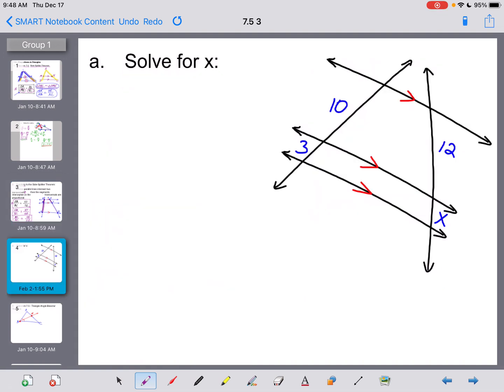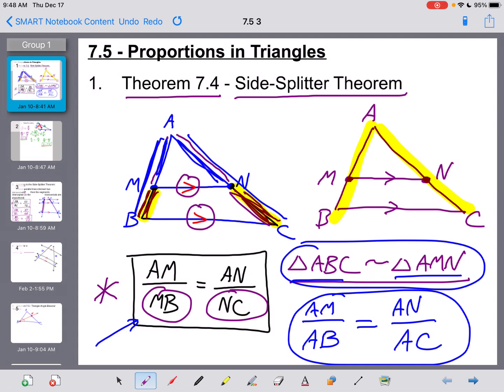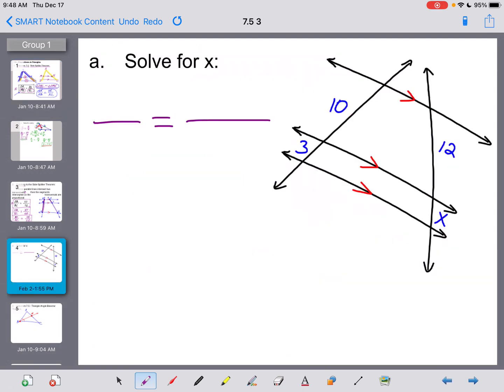So let's see an example with that, everybody. We're solving for x, and what do we see? I see three parallel lines because of the red arrows intersected by two transversals. So that corollary we just learned said that when this happens, all of these individual pieces are going to be proportional. The great thing about this, guys, what I really, really like, and actually this is kind of true going all the way back to the original side splitter theorem right here as well, what I really love about this is the proportion sets up almost exactly the way it looks.